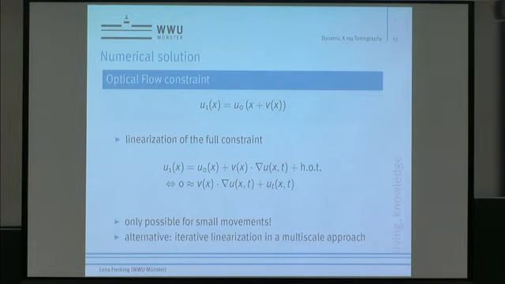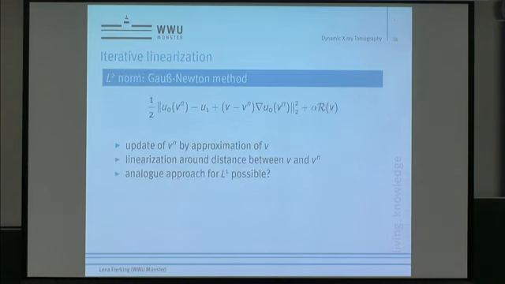Especially if we're working with real data sets, we can usually not restrict the movement so much that this linearized optical flow constraint works for us. This is why we want to use an alternative method, and in this case we want to use an iterative linearization which we incorporate in a multi-scale approach. Luckily, for the case of the L2 norm, there already exists the well-known Gauss-Newton method, which looks like this. And the Gauss-Newton method is known to converge towards the nonlinear optical flow constraint with the L2 norm.